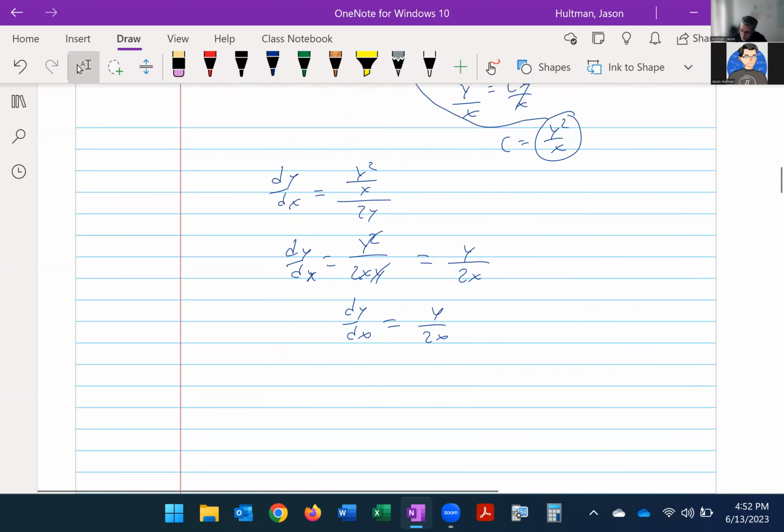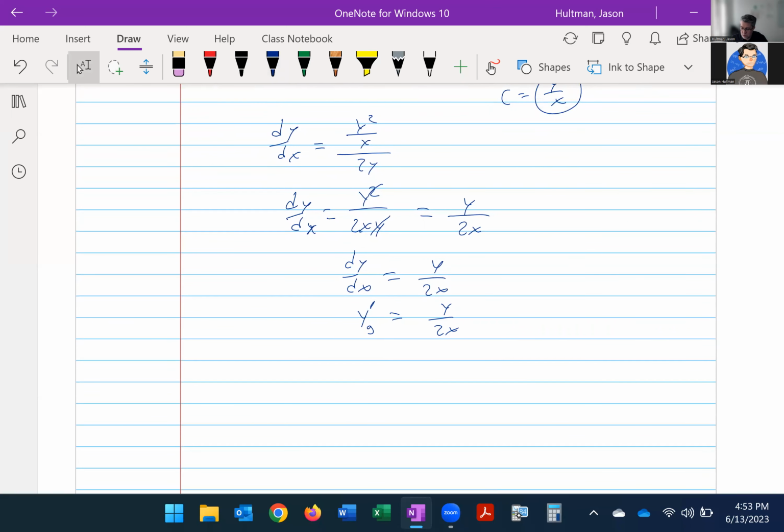So I'll call this y prime original, which is equal to y over 2x. And y prime orthogonal is going to be my orthogonal derivative. Those orthogonal derivatives are going to be the negative reciprocal. It's going to be negative 1 over y over 2x, which becomes negative 2x over y.